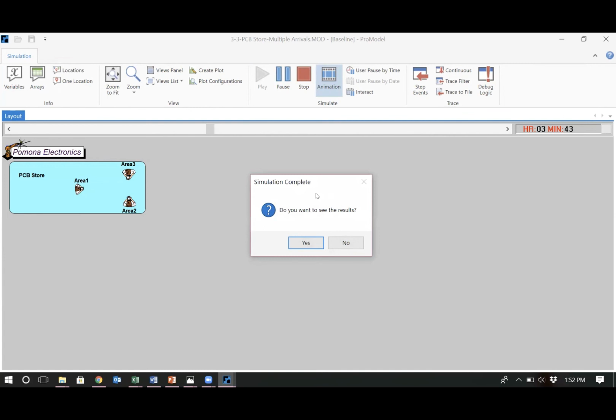So if I ask you, how long does it take to process one batch of 500 PCBs of each type, what would be your answer? 3 hours, 45 minutes. 3 hours and 43 minutes. So that would be the time that it would take for the simulation to process these entities and send them out. That's the time that it takes to process 2 batches of 500 PCBs of each type in this manufacturing facility. 3 hours and 43 minutes. Okay, so if I ask you a question like that, that's where you can get the answer.